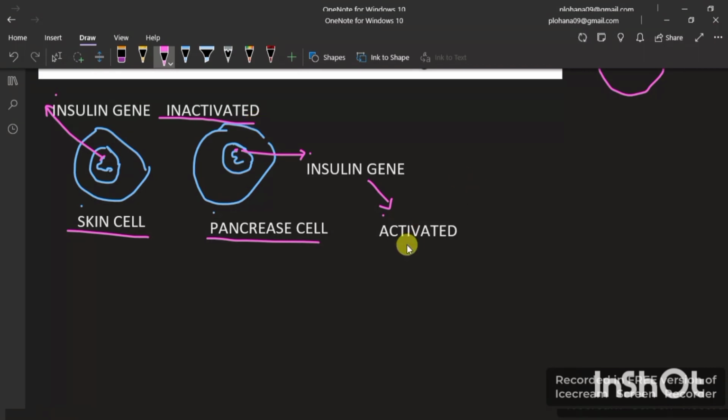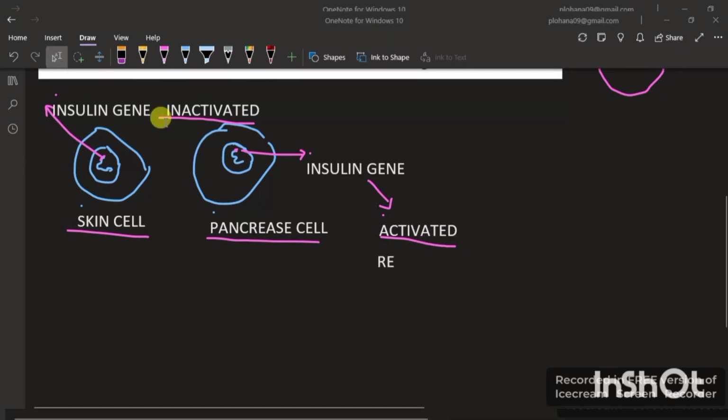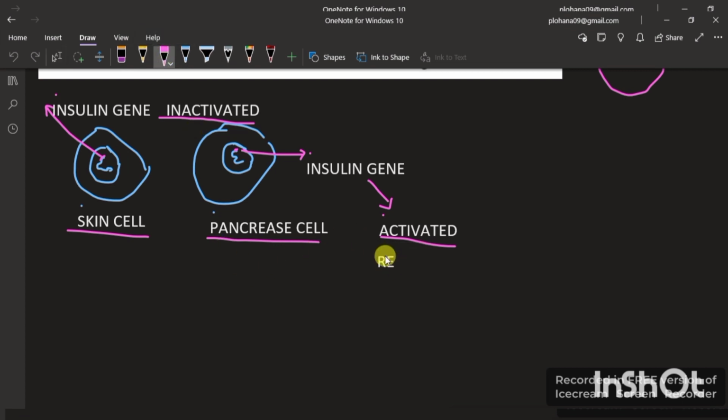So here the insulin gene is activated in the pancreas, and here the insulin gene is inactivated in the skin cell. Now we are going to discuss DNA replication, how DNA is replicated.